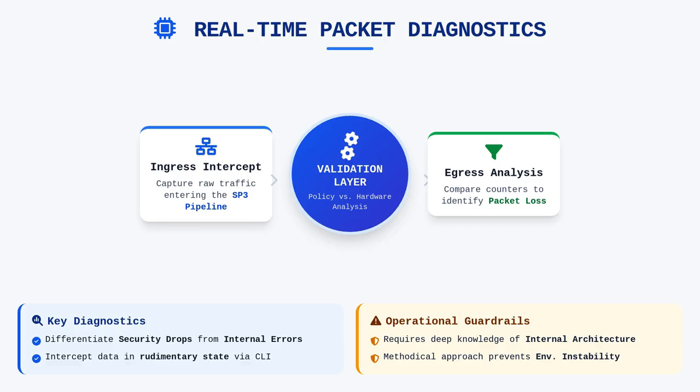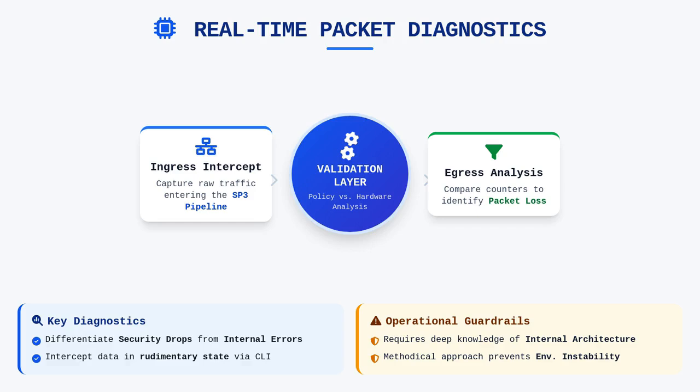Real-time packet diagnostics through the CLI act as a final layer of validation, especially when dealing with complex networking scenarios where standard flow logs offer insufficient detail. By utilizing debug-level commands, you can intercept traffic at various stages of the single-pass parallel processing pipeline to see how policies and profiles are applied to individual sessions. This allows you to differentiate between traffic that is dropped due to an explicit security rule and traffic that is discarded because of an internal processing error or hardware-level anomaly.